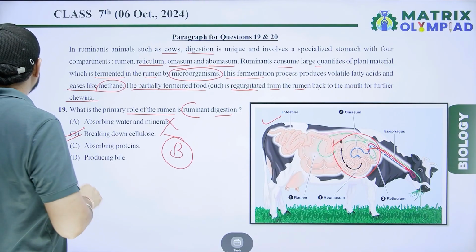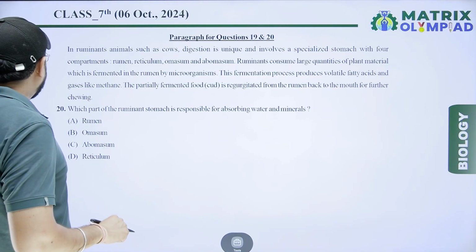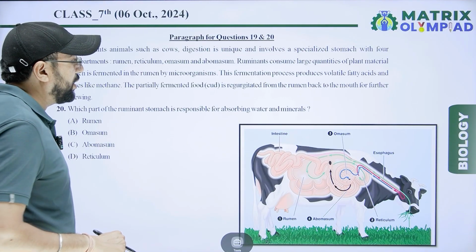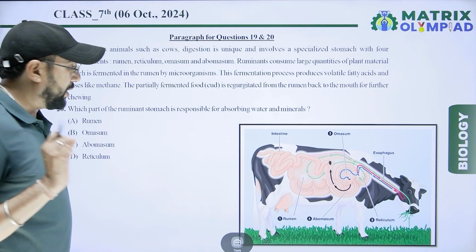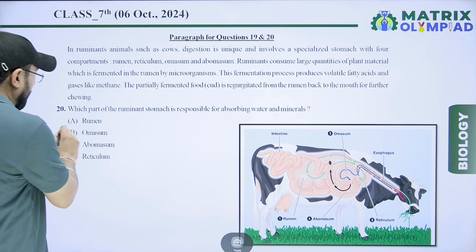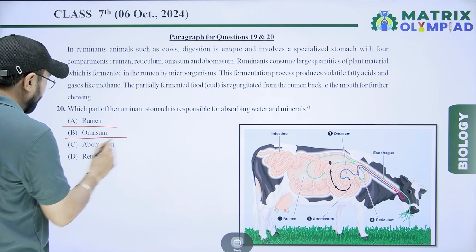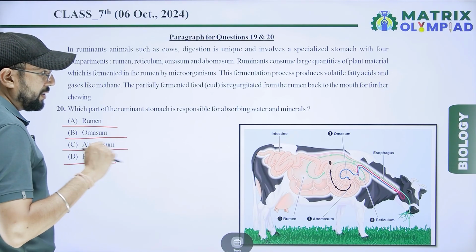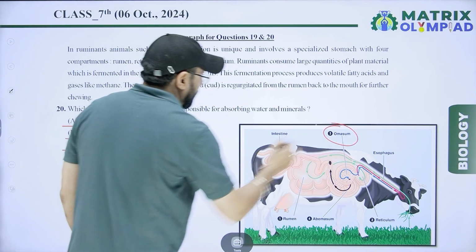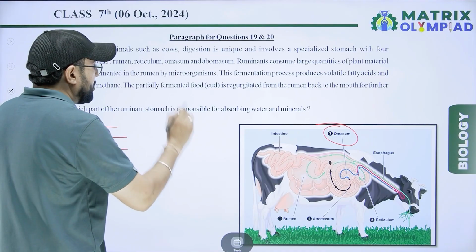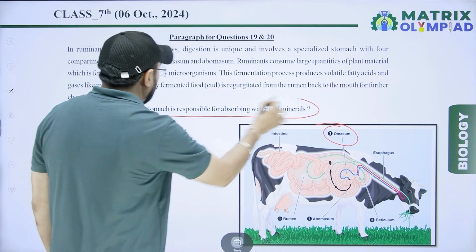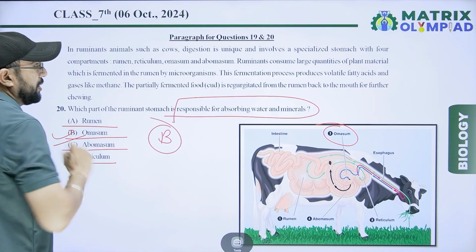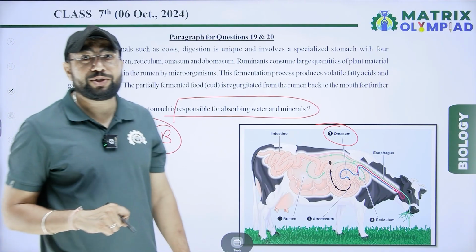Next question is, which part of the ruminant stomach is responsible for absorbing water and minerals? Rumen, omasum, abomasum and reticulum. Correct answer is omasum. Omasum is responsible for absorbing water and minerals. Correct option is B. These are the solutions for the biology portion.